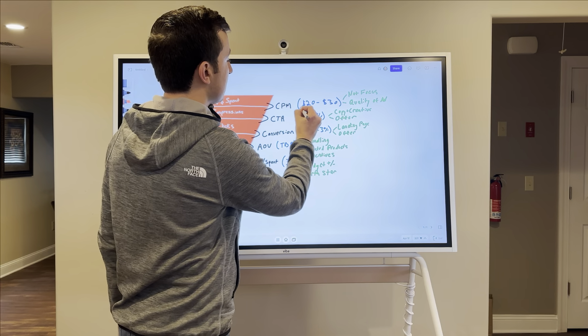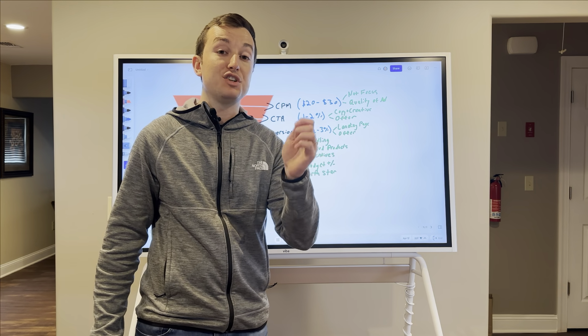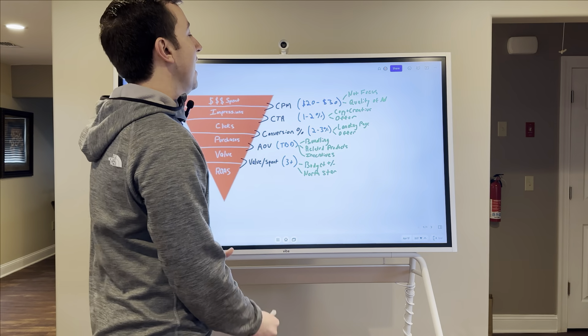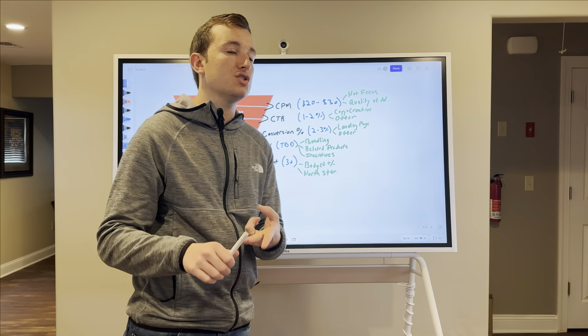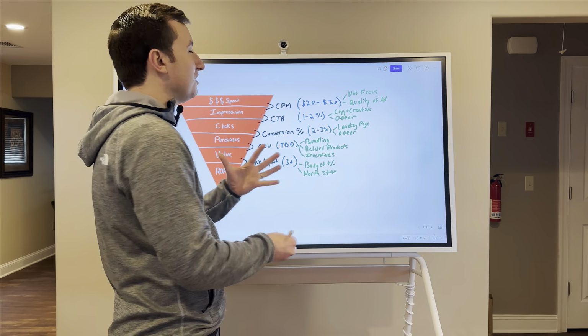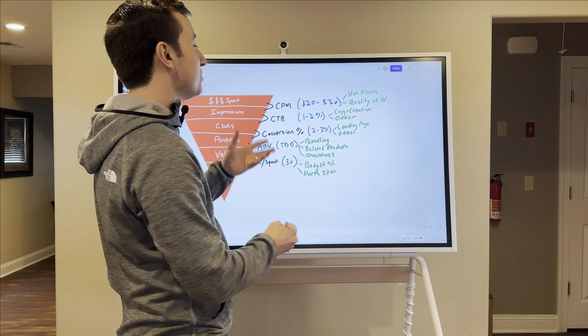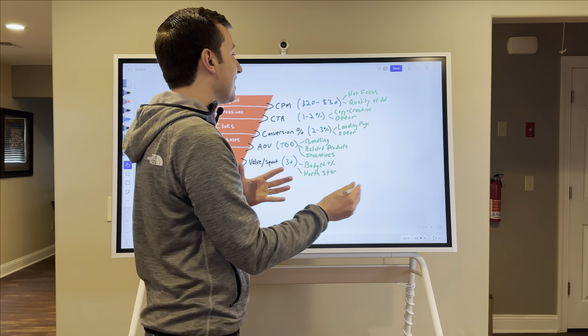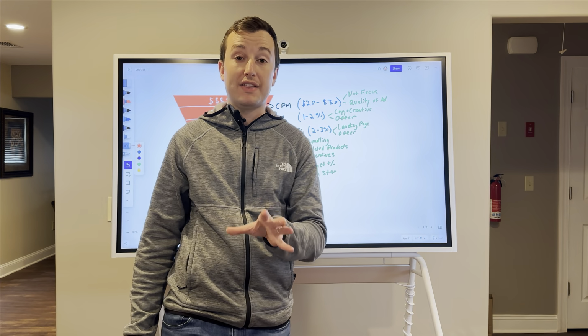So if your CPM is $20, for every $20 that you spend on paid ads, you're going to reach 1,000 people. And it really depends on the CPM based off of the location and your industry. But we're usually looking somewhere from like $10 to $15 on the low end to $30 to $40 on the high end. So you're looking for like a $20 to $30 range. But again, it depends on what you're selling and where you're located.